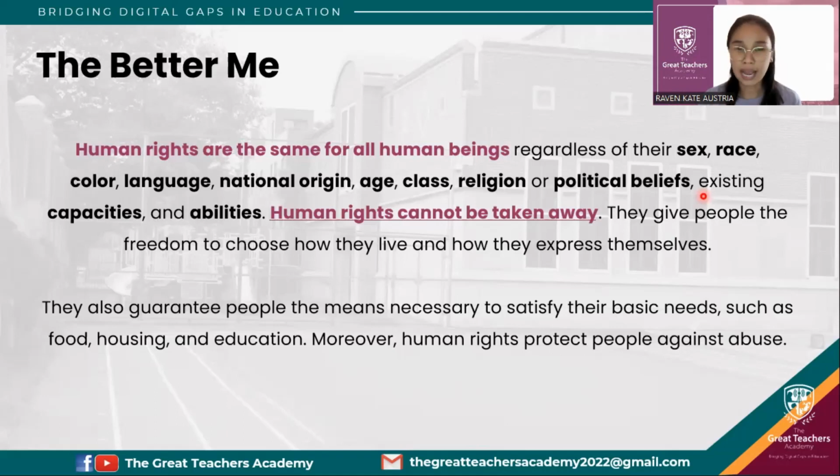Hindi mo yun nakukuha sa akin. Simula nung sinilang ako sa mundo, karapatan ko na yun. At never siyang makukuha sa akin. Remember that, class? It will not be taken away from you.